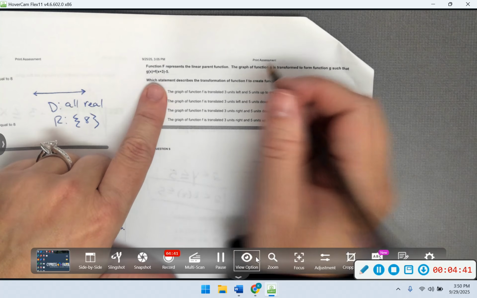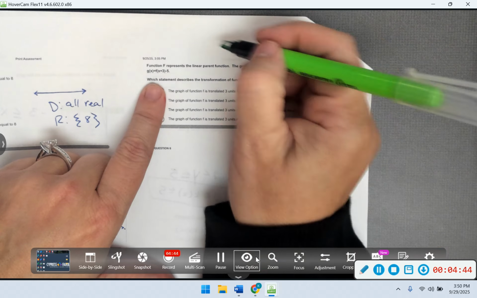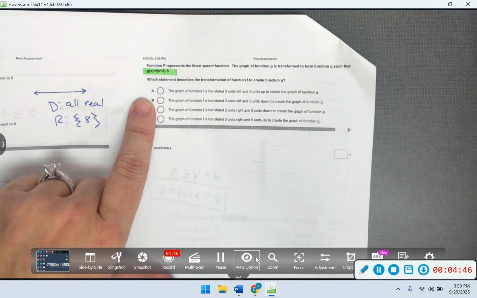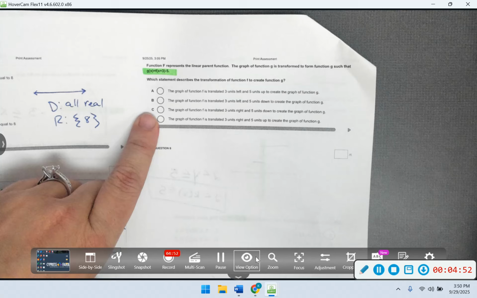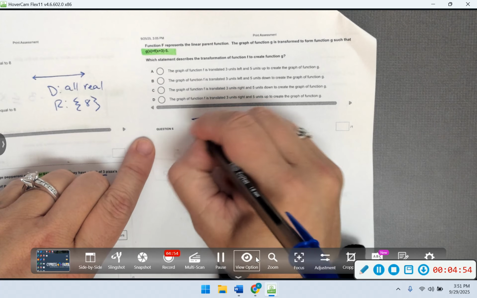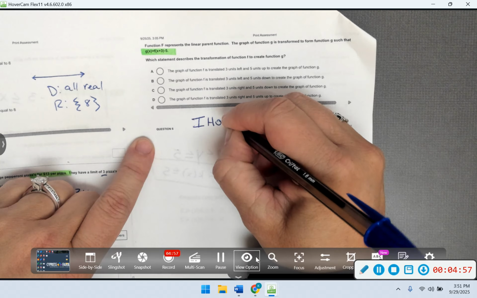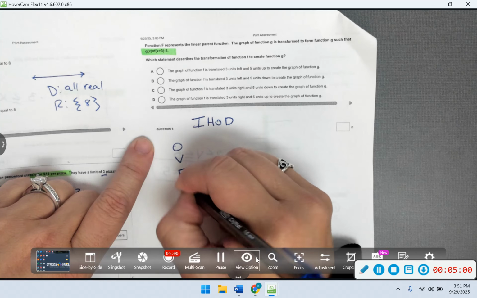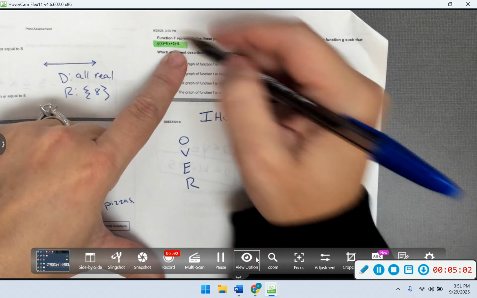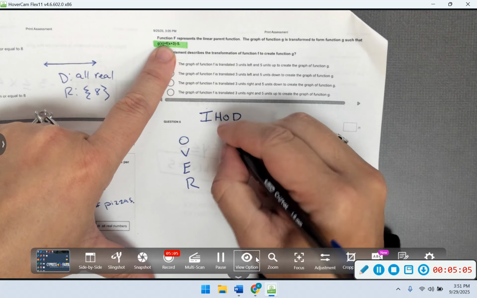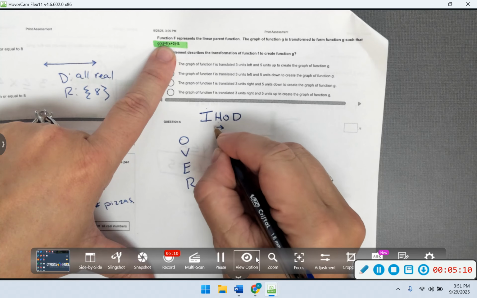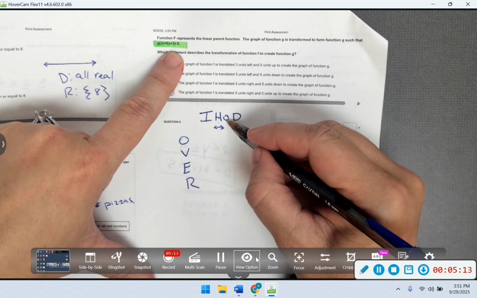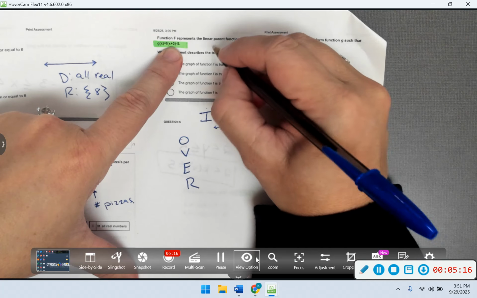Number 5. Okay, so again, number 5. So it's transformed, and it gives me the function. So it wants to know which best describes the transformation. So use IHOT over. So the 3 is inside parentheses. So that means that it's going to be a horizontal shift, right? So horizontal is left to right, and it's going to be opposite. So plus 3 means it's going to go left 3.